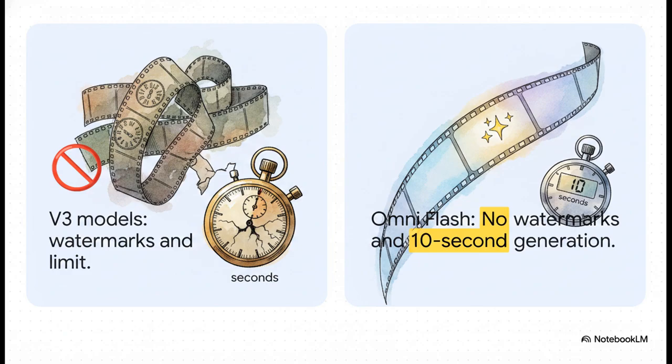Okay, so if you've been using the old V3 models, you were probably pulling your hair out over two main things, right? Those annoying watermarks and that strict 8-second limit. Well, Omni Flash is a real game changer here. It completely ditches the old watermarks, swapping them out for a super clean Gemini-style indicator, and bumps up your continuous generation to 10 full seconds per clip. And honestly, those 2 extra seconds, absolutely crucial when you're trying to build out a sustained narrative scene.